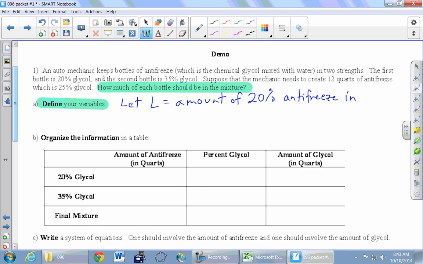And we're always going to be careful when we define our variables to include units. What are the units for amount of antifreeze? The percent is, yeah, it's quarts. We're measuring the volume here in quarts. Okay, so you've got a bunch of this 20% antifreeze. It just means that 20% of that stuff is this chemical called glycol, and the other 80% is water. And then we'll do the same thing. I'll say H is the amount of the 35% antifreeze, also in quarts.